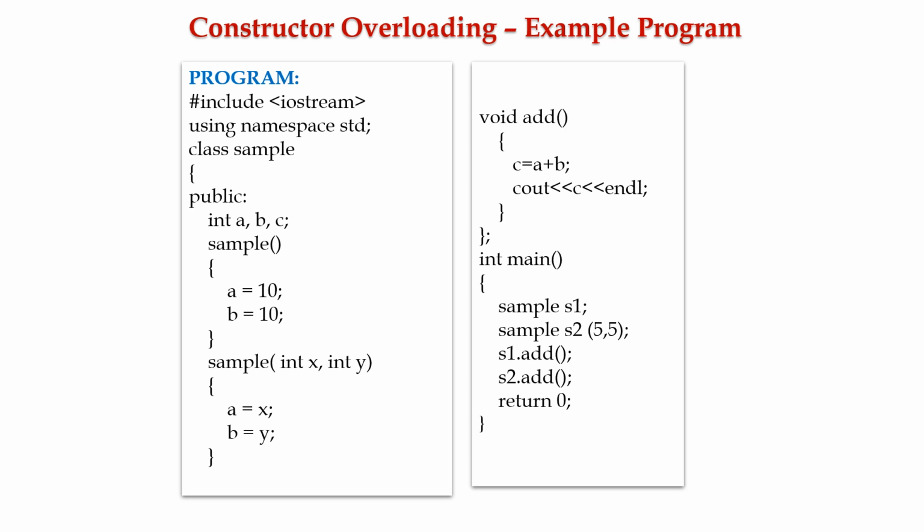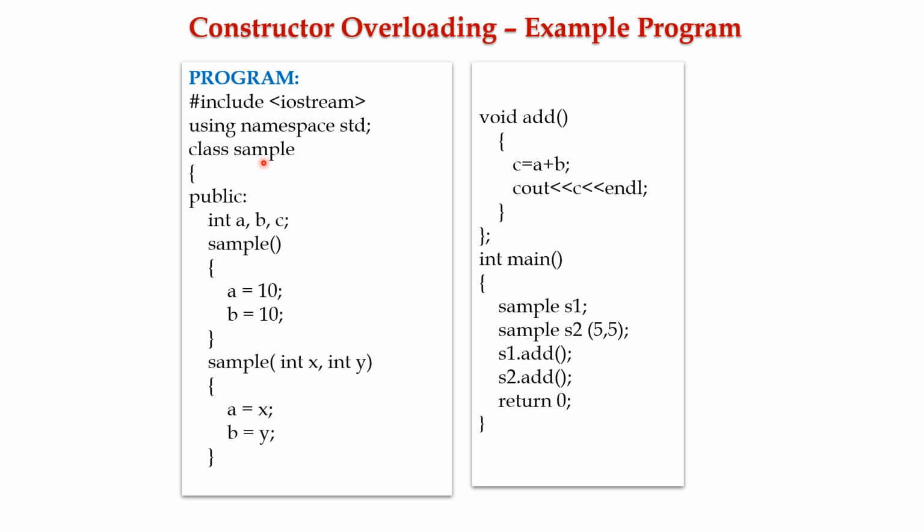Let's have an example program for constructor overloading. First, let me explain the code and then we can see how the code gets executed. So here we have defined the class definition for the class sample. Inside the class sample, using the public access specifier, we have declared three variables, namely A, B, and C of integer data type. Next we have the function sample.